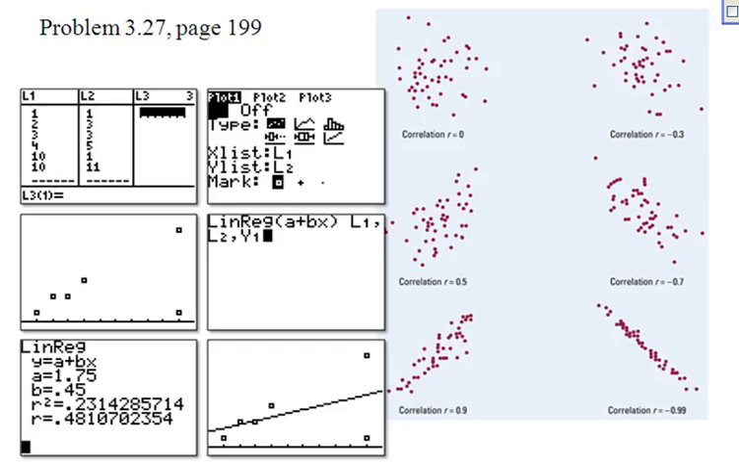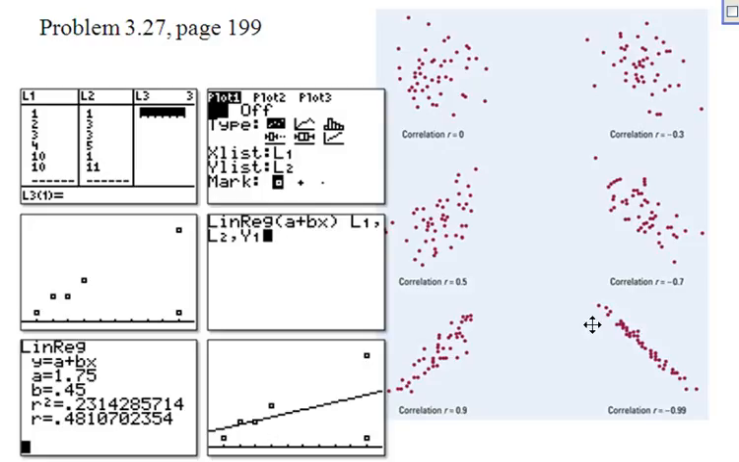Remember, I told you that you should look at these on page 199 in your textbook to have an intuitive mental idea of what the different correlation values look like. Remember, the closer the number is to 0, the less pattern there's going to be. And negative means they go down from left to right. Positive means they go up from left to right.